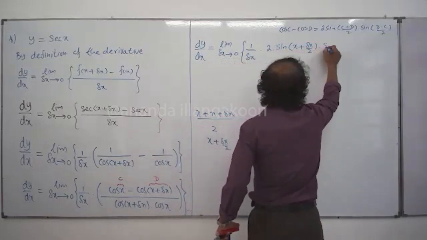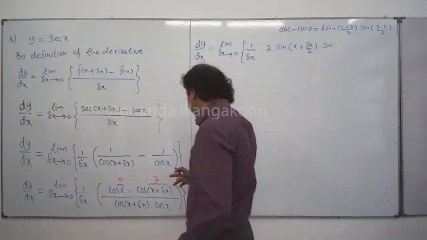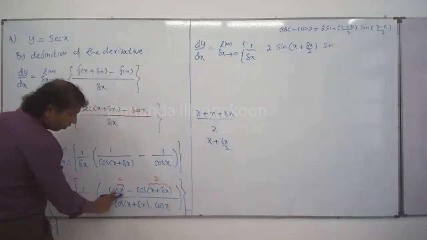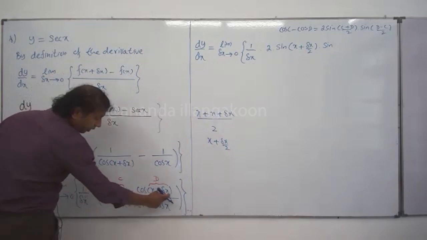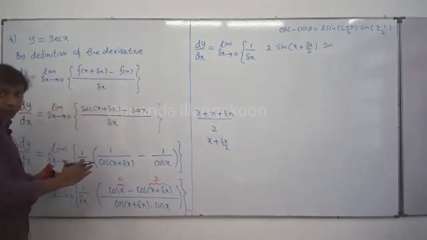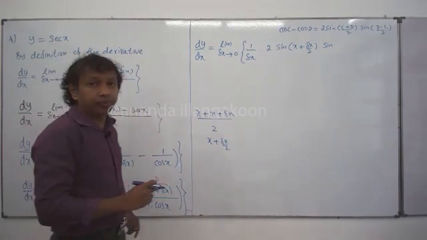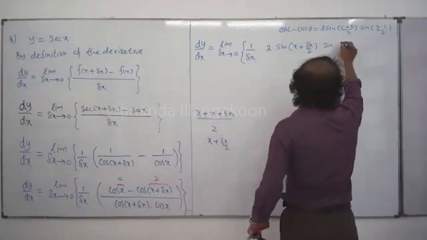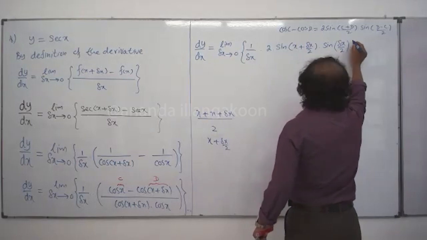And the other one is sine (d minus c) by 2. Right? This x should be subtracted from this. X plus delta x minus x means it is delta x. That should be divided by 2. Sine (delta x divided by 2). This is what we get.